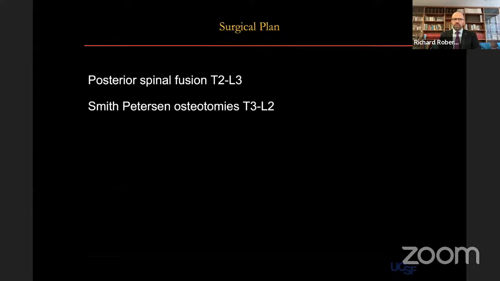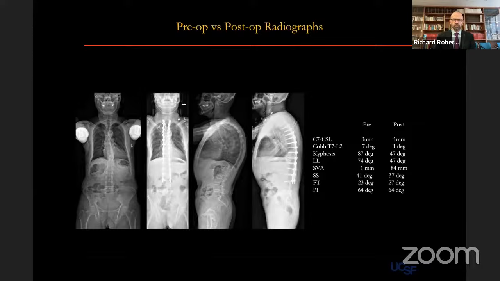So our surgical plan was a posterior spinal fusion from T2 to L3 with osteotomies from T3 to L2. And you can see postoperative compared to his preoperative films. We have some measurements there regarding his kyphotic deformity that we corrected from 87 degrees down to 47 degrees. Lumbar lordosis changed a little, down to 47 degrees postoperatively, but intraoperatively, and while he was in the hospital, we were happy with our correction.